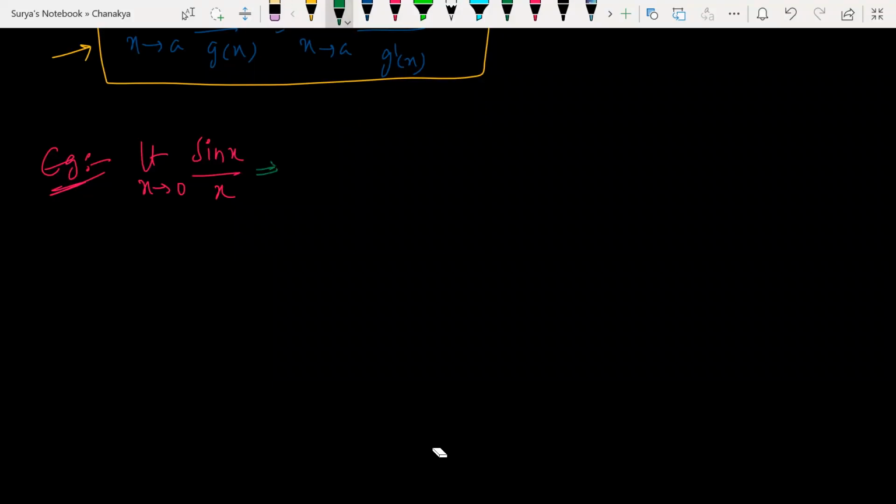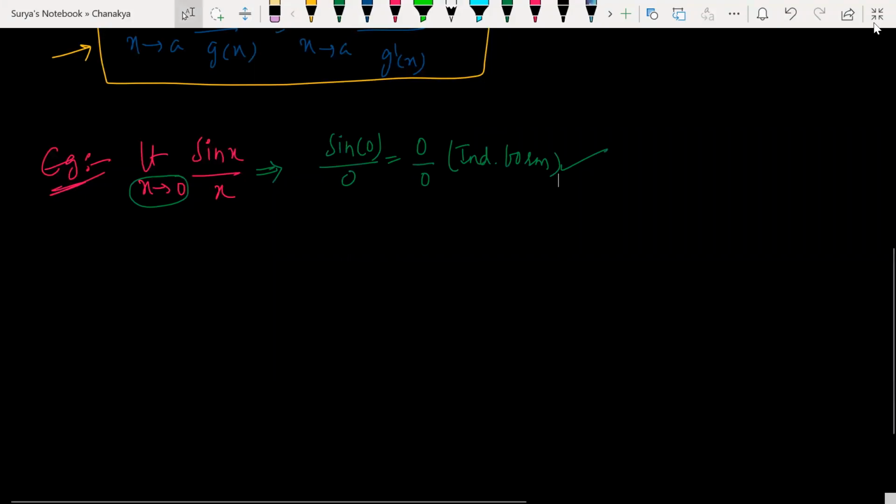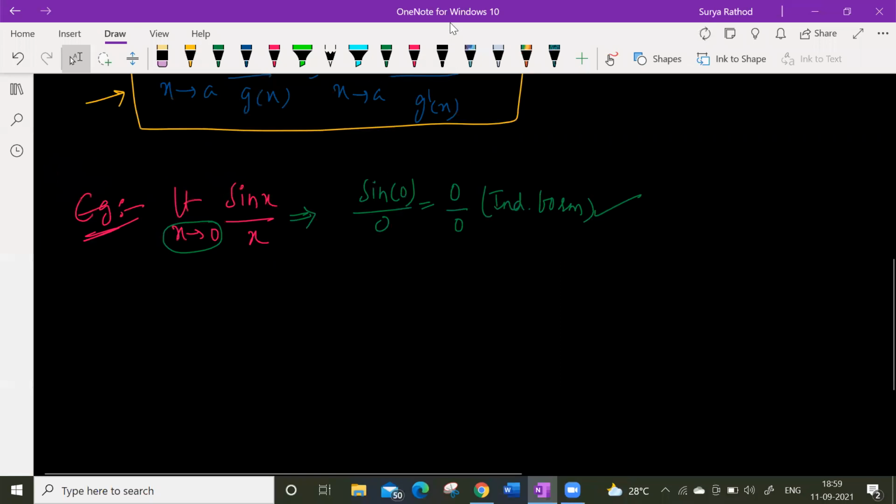Look at this here. What I told you: first you substitute directly. Substitute the value of x in the given function. Sin 0 divided by 0. Sin 0 is 0. So 0 by 0. I got an indeterminate form here. If I get 0 by 0, I need to find the differentiation of the numerator and the differentiation of the denominator.